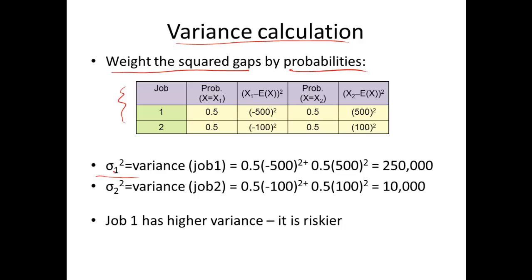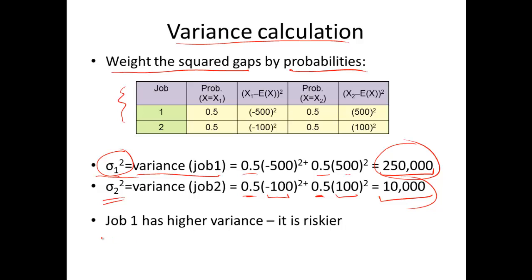This is just reproducing the table we had before, so let's jump down here. Sigma squared is just notation we use for variance. So sigma squared for job 1 is the variance of job 1. That's just a definition. So what is it? It's 0.5 times minus 500 squared plus 0.5 times plus 500 squared, and the answer is 250,000. What about job 2, which remember was the so-called government job where there was less difference between the worst and best outcome? Now we have 0.5 times minus 100 squared plus 0.5 times 100 squared, and that equals 10,000. What you see is that job 1 has a much bigger variance, 250,000, much bigger than 10,000.